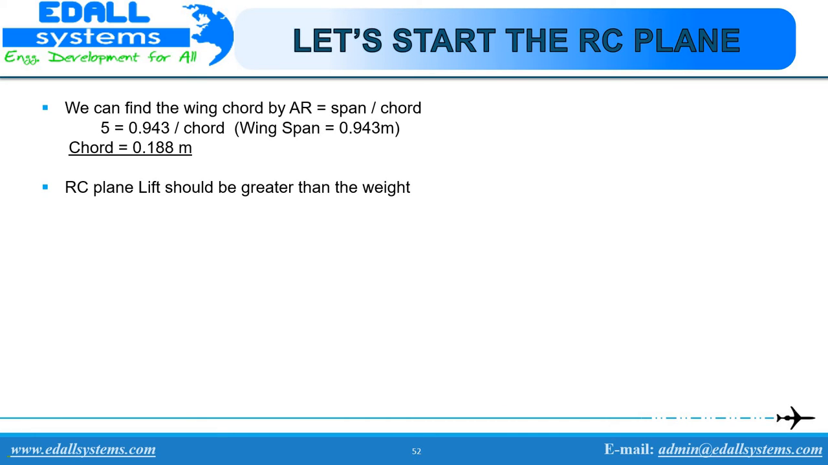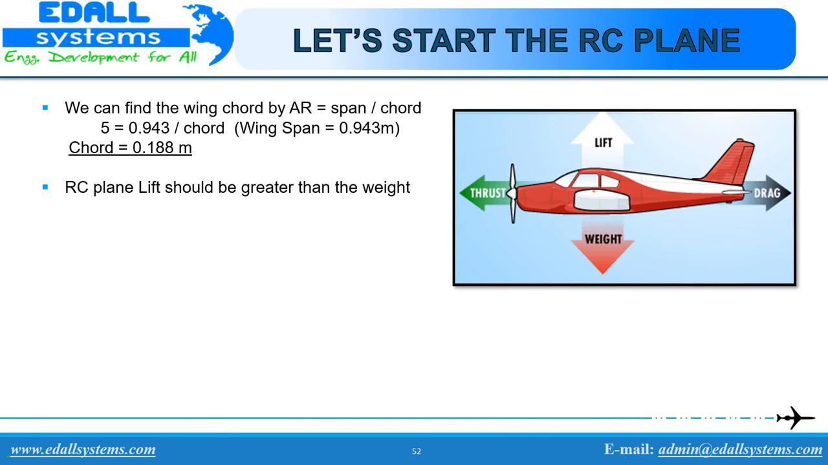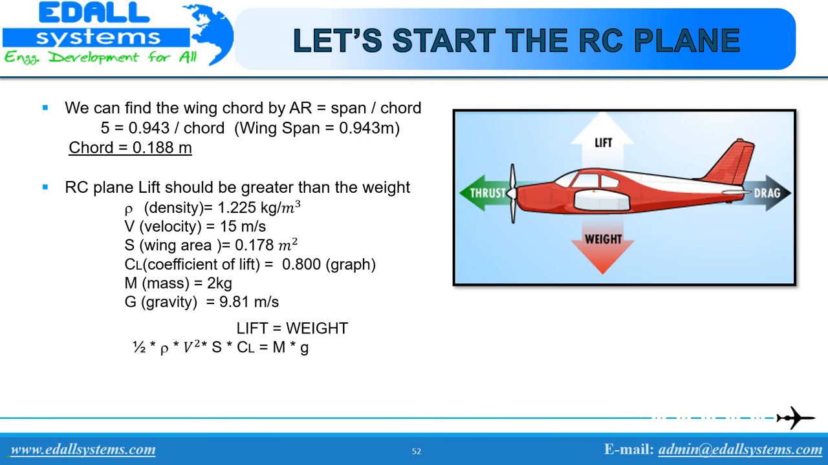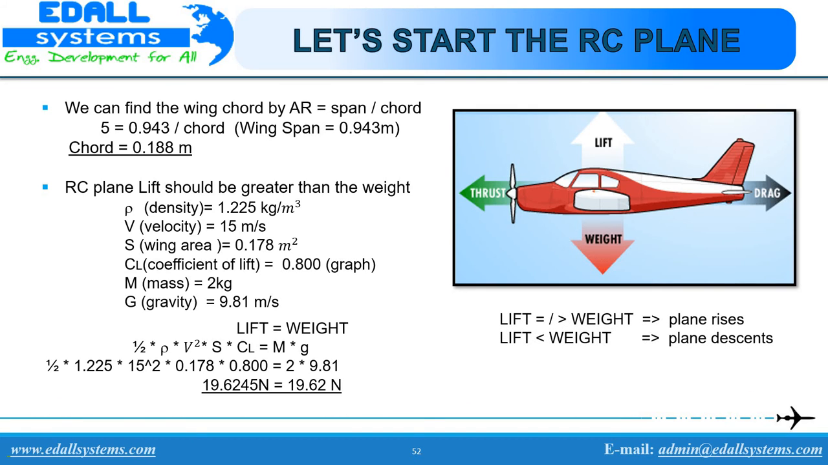The basic rule to remember is that the theoretical lift of the aircraft should be equal to or greater than the weight of the aircraft for the plane to rise. Here we substitute all the known values to get lift equals weight, that is 19.6245 Newton is equal to 19.62 Newton. If lift is equal to or greater than weight, then the plane rises. If the lift is less than weight, the plane descends.